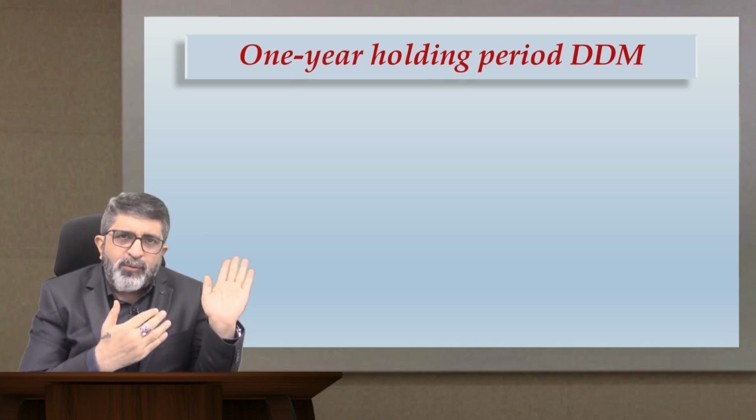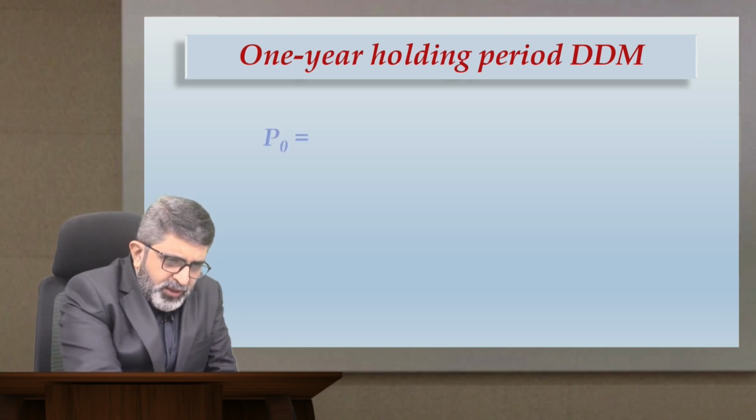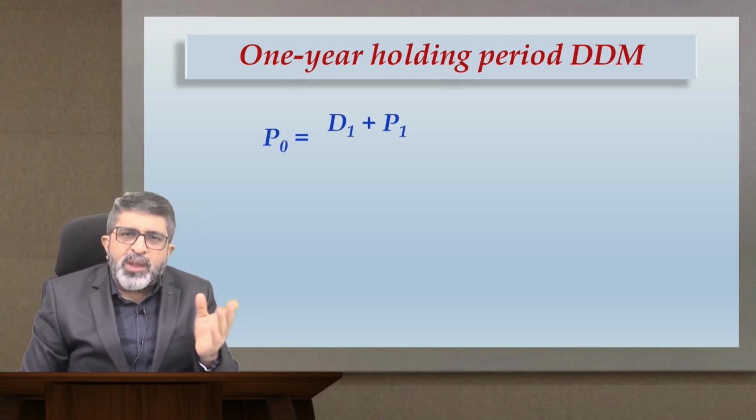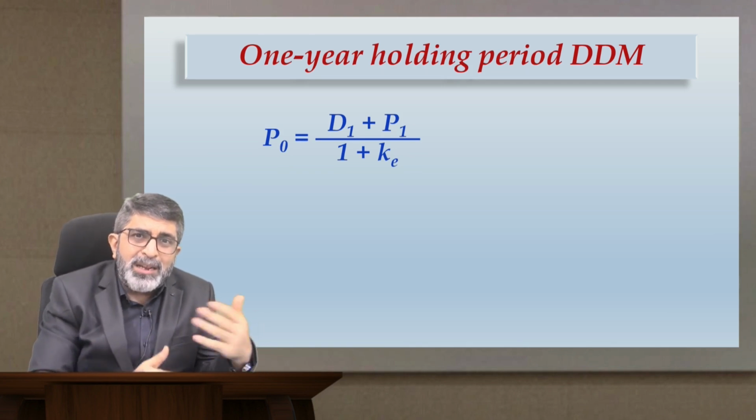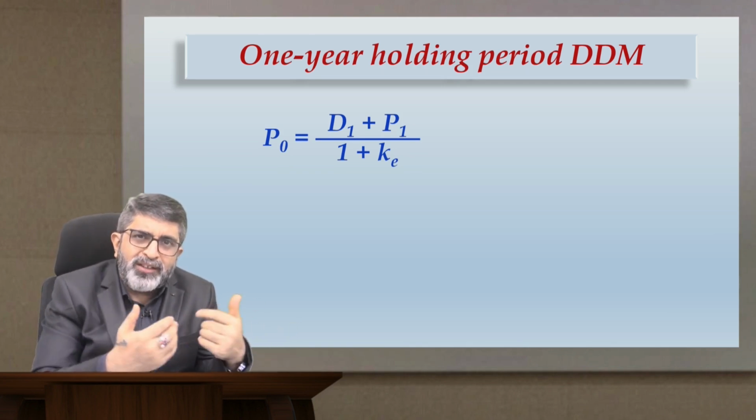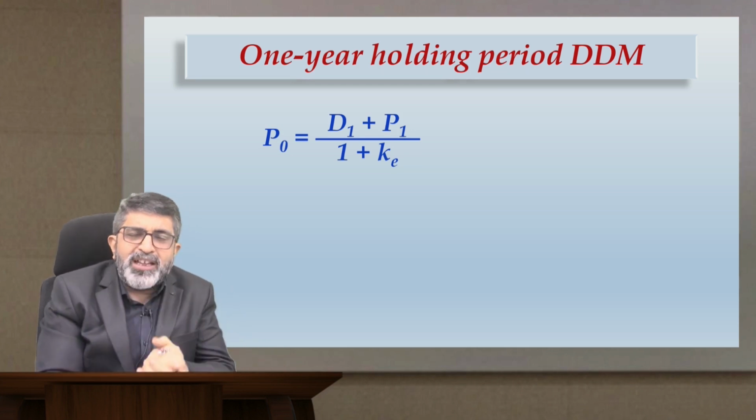Now this is something that you have already learned in the previous class. You don't have to write this. This is the formula that you have learned. P0 equals D1 plus P1 divided by 1 plus KE. Now you might be wondering that in spite of now reaching the multi-period dividend discount model, already solving questions on that, why we are going back to this single period?